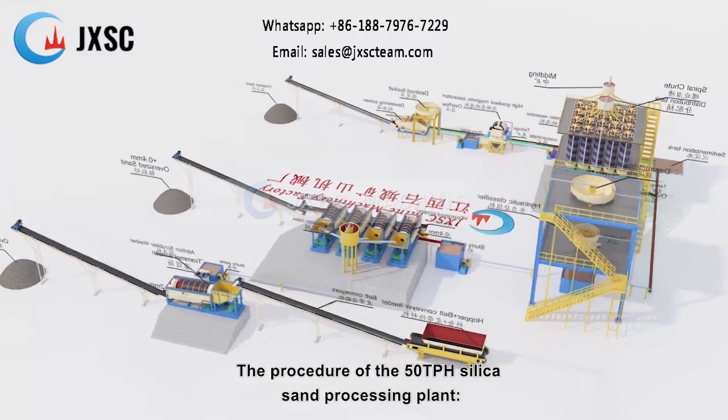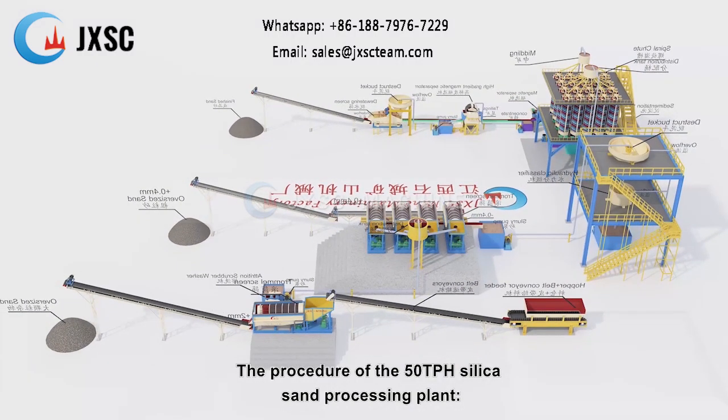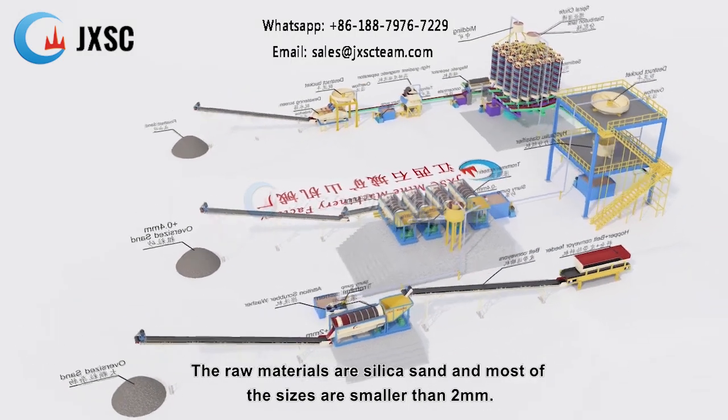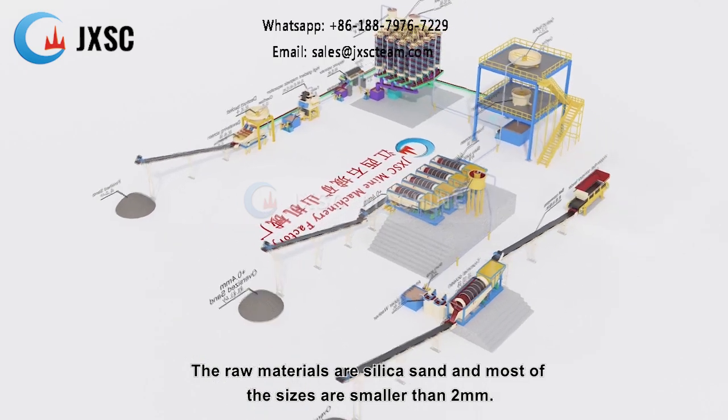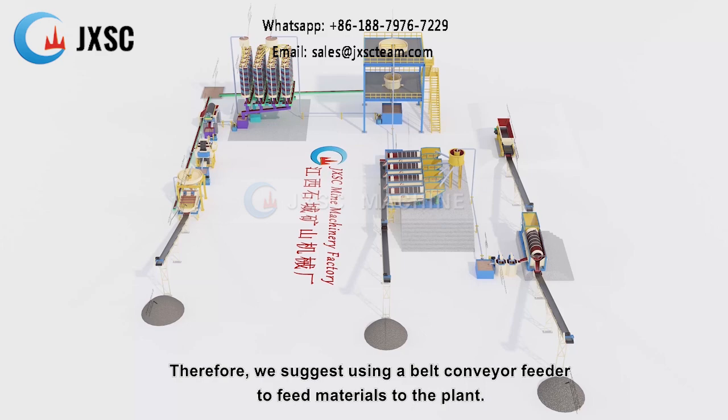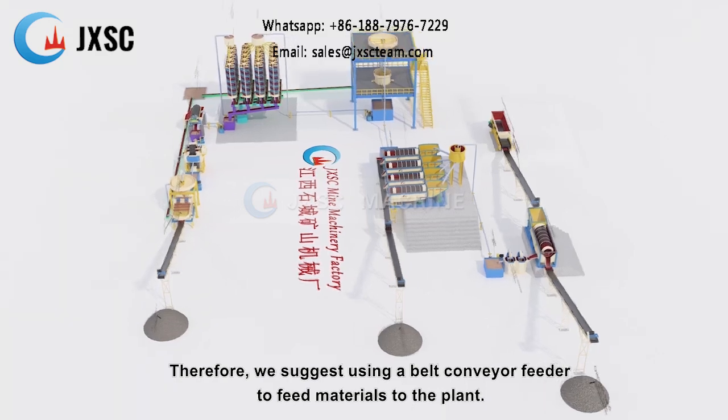The procedure of the 50 TPH silica sand processing plant. The raw materials are silica sand, and most of the sizes are smaller than 2 millimeters. Therefore, we suggest using a belt conveyor feeder to feed materials to the plant.